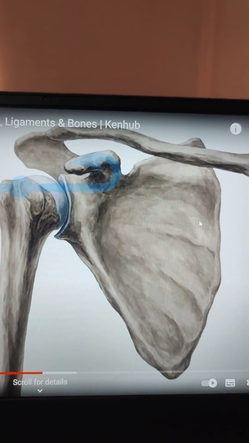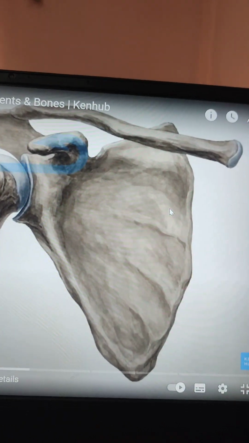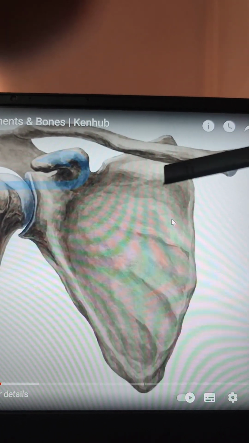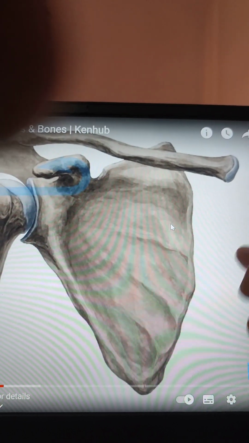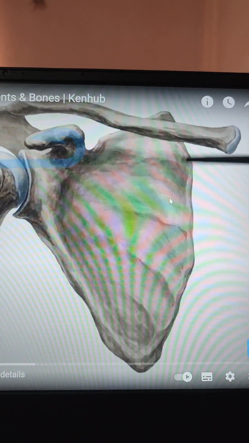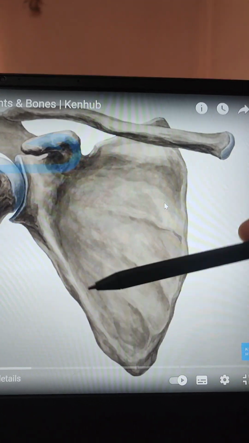Scapula. So this is our scapula. You can see the scapula. It is very simple to remember scapula for viva. As we know, it is a flat bone, somewhat triangular. This is the anterior aspect of the scapula, how it is placed in our body.